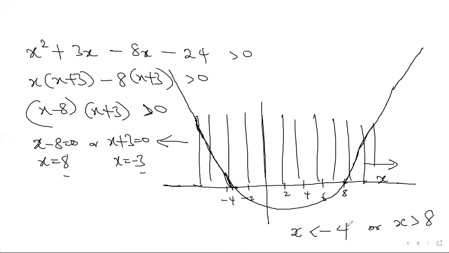Okay, so it's possible to combine it. If x is greater than 8, it means 8 is less than x, and x is less than -3. So that's another way you can combine it.